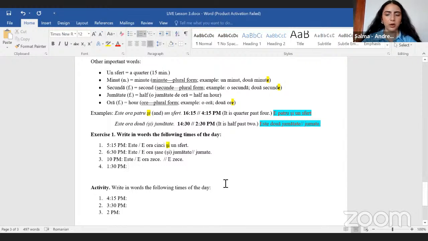Okay, and last one. It is 1:30 p.m. or 1:30 p.m. Again, the verb este or e, ora 1 și (in brackets) și jumătate or jumate. Again, și is optional in this case.